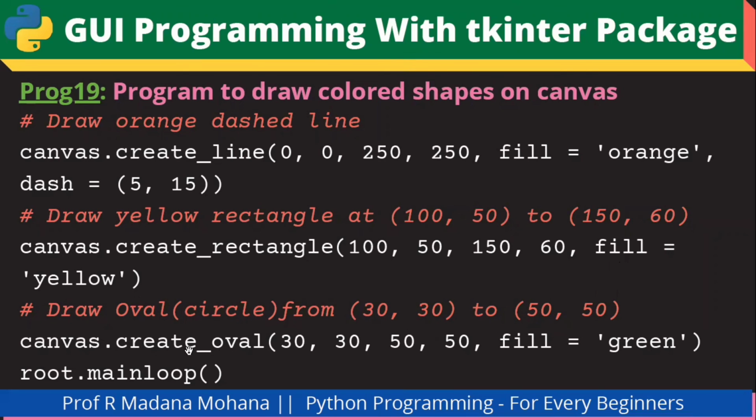Now canvas dot create underscore oval. The dimensionality is 30, 30 start position, end position 50, 50. Fill equal to green. Now, three shapes we have used here with different methods. For every shape, create underscore line for drawing a line, create underscore rectangle for drawing a rectangle, create underscore oval for drawing an oval. For all these shapes, the method create, underscore, the name of the shape is required.